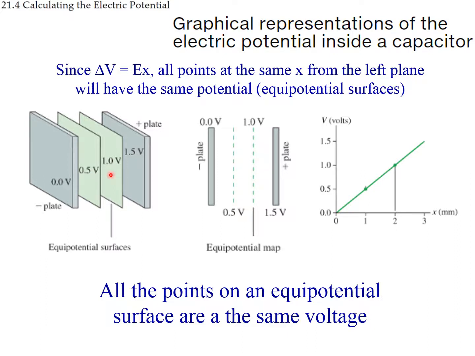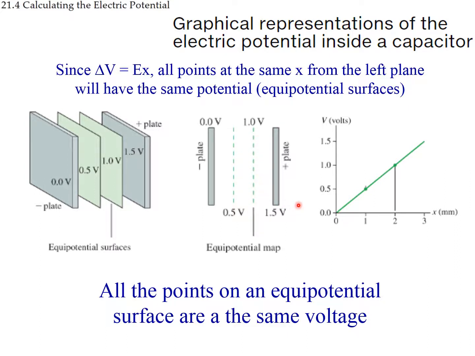And we can continue moving, and we're going to reach one plane at which all the points are at 1 volt, and then we can make it all the way to the positive plate, and that one is going to be 1.5 volts. Sideways it would look like this: the negative plate here, the positive plate there, and these equipotential planes are going to be in the middle.